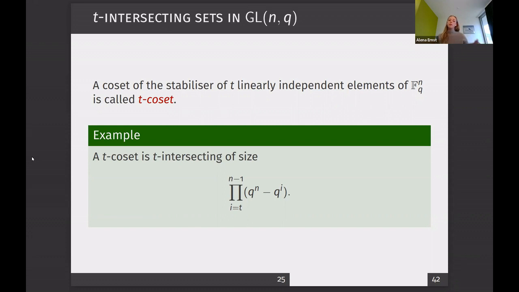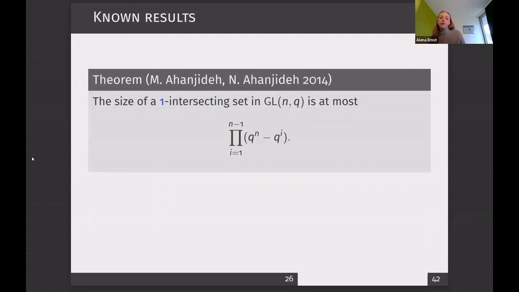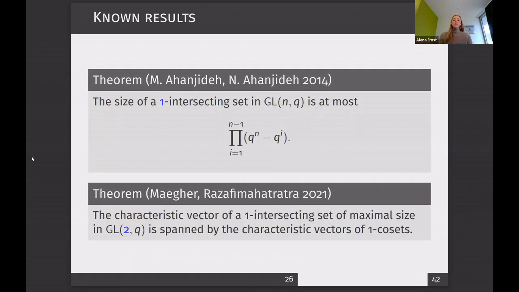And now knowing the results for the symmetric group leads us to the question whether this gives us, again, an upper bound on the size of t-intersecting sets, and whether they are the only t-intersecting sets of maximal size. Okay, but before we answer this question in general, let us take a look at already known results. So for example, it is known that the size of a one-intersecting set, so t equal to 1, in the finite general group is at most the size of a one-coset. And for n equal to 2, it is known that the characteristic vector of a one-intersecting set of maximal size is spanned by the characteristic vectors of one-cosets.